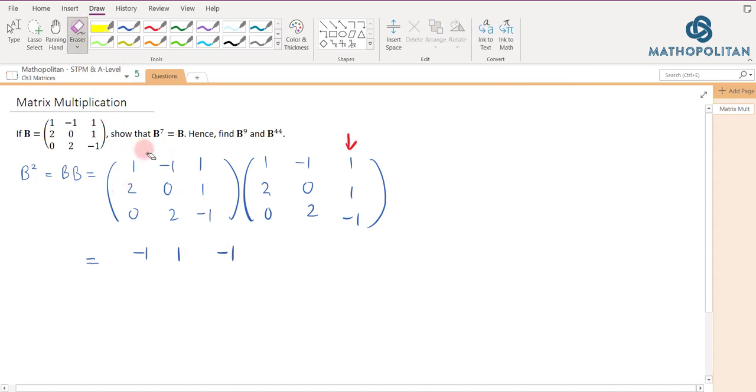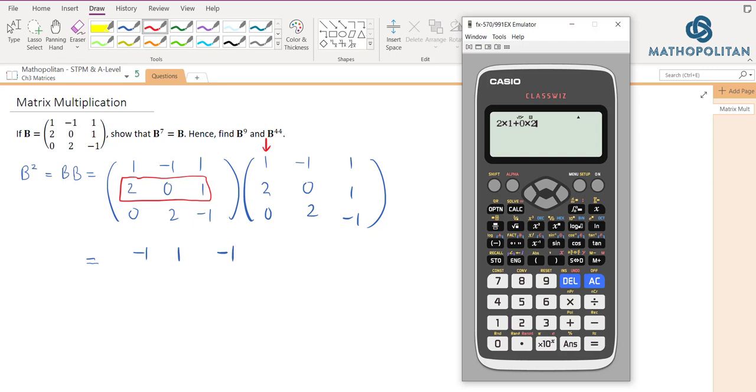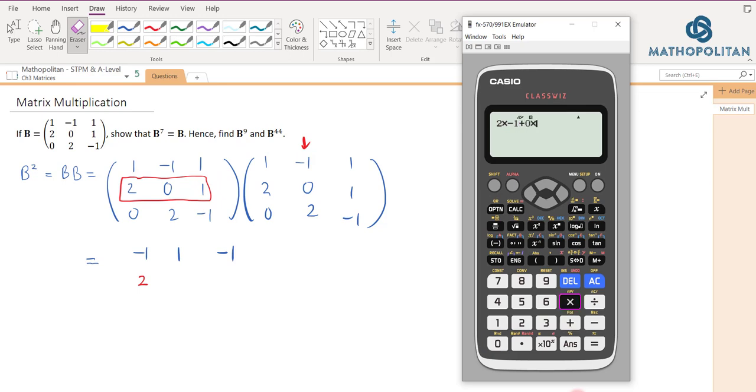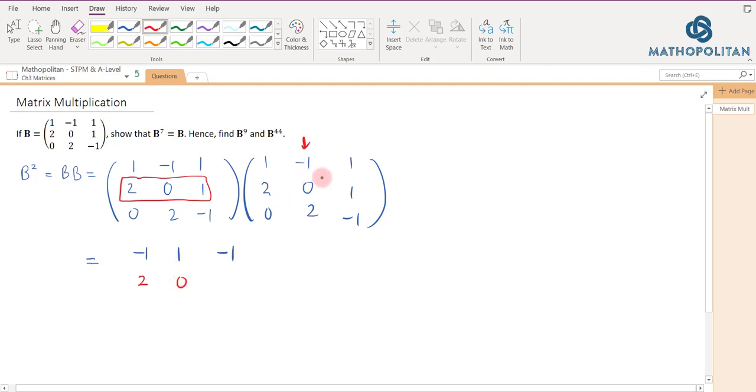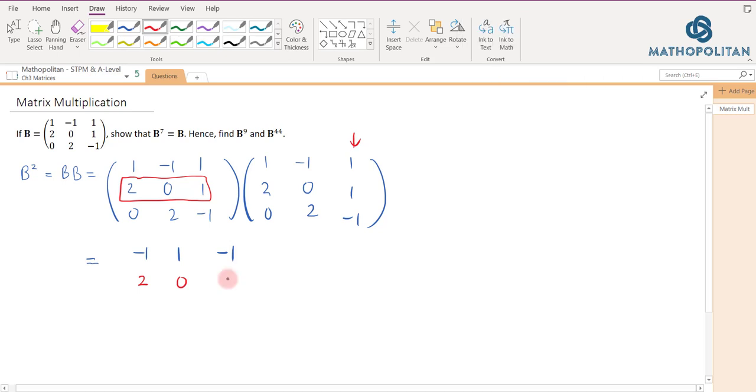Now we move on to the second row. For the first column, it's 2 times 1 plus 0 times 2 plus 1 times 0, so that gives us 2. And then for the second column, we have 2 times negative 1 plus 0 times 0 plus 1 times 2. So we get 0 there. And then for the last column, 2 times 1 plus 0 times 1 plus 1 times negative 1, so that's equal to 1.